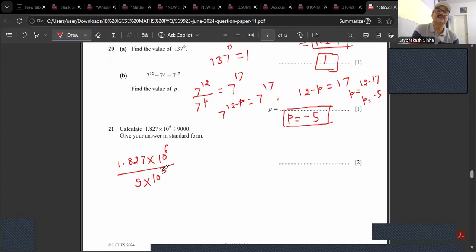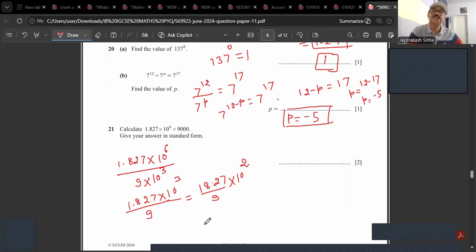First of all, when this power comes up, this will become 1.827 × 10^3 upon 9. Now we want to divide it. What better can we do? We can take a 10 from here, so it will be 18.27 upon 9 × 10^2. Now divide it.